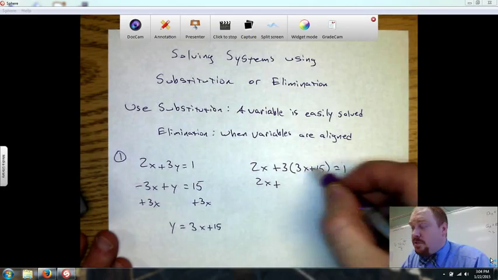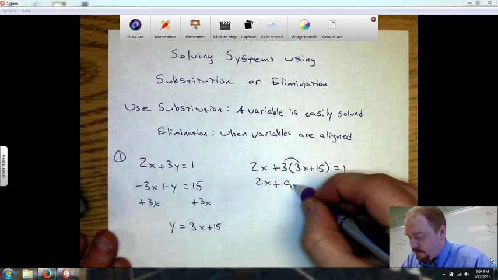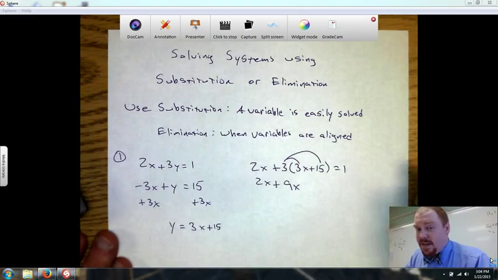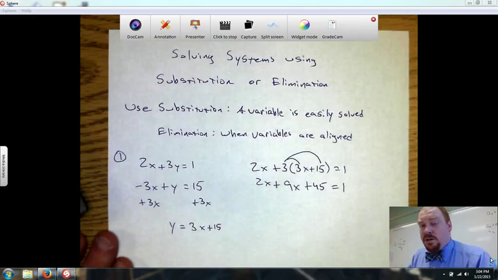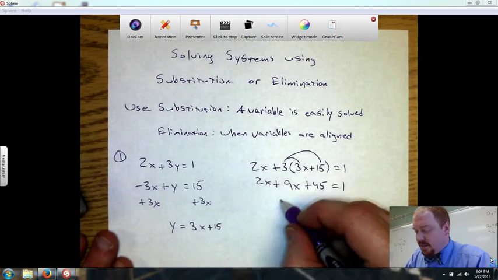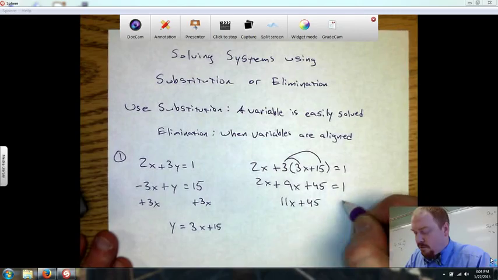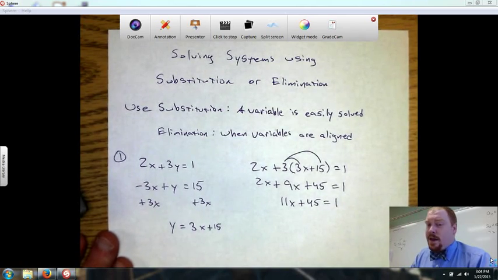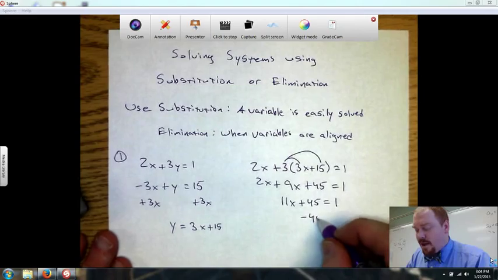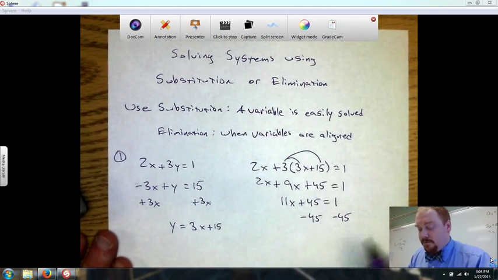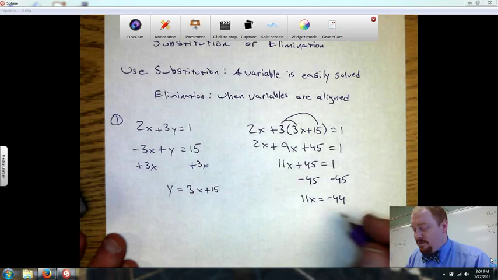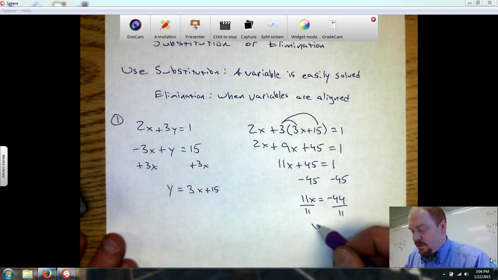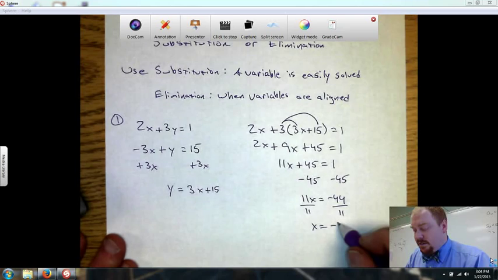3 times 3 is 9. 3 times 15 is 45. Now I'm going to combine like terms. 2x plus 9x is 11x. Now I'm going to solve for x. So I'm going to subtract 45 from both sides. So I get 11x equals negative 44. So divide by 11. And I find that x is negative 4.